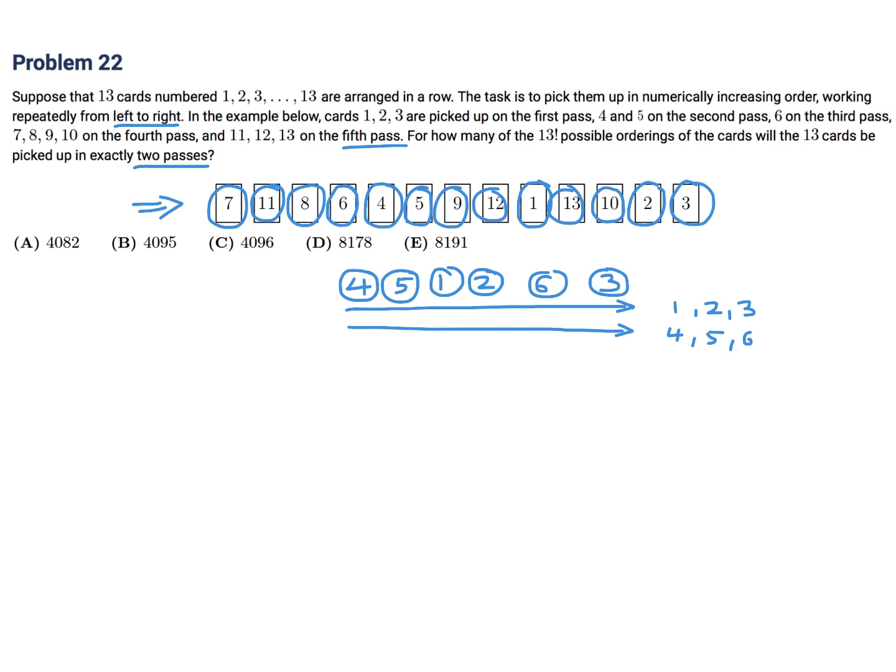So what they're saying is, if you take these numbers 1 to 13, of all the arrangements, which is 13 factorial different arrangements, how many of those arrangements can you pick up these cards in just 2 passes? Okay, so hopefully that makes you understand the question. So let's work through this.